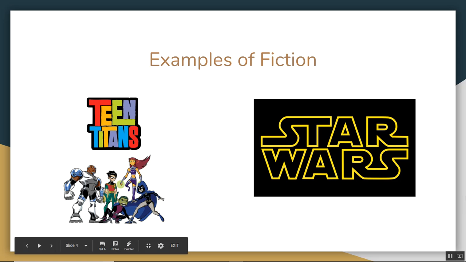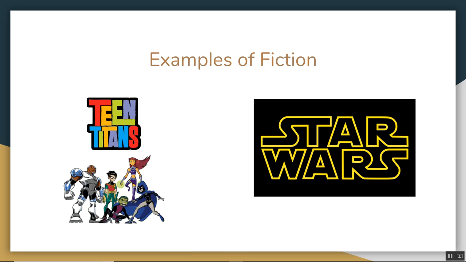Some examples of fiction would include things like Teen Titans, Star Wars, maybe Junie B. Jones books, or Diary of a Spider books. Within those books, the characters are usually made up and the information in that book is made up.